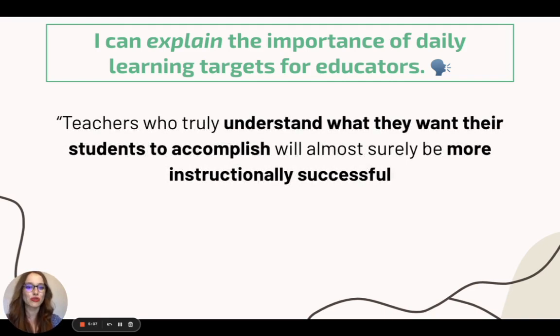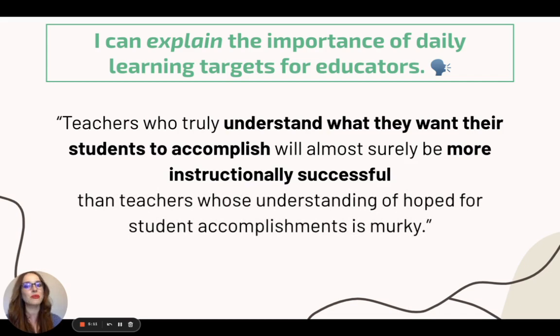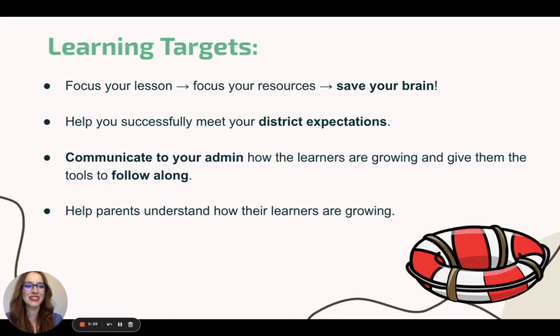So teachers who truly understand what they want their students to accomplish will almost surely be more instructionally successful than teachers whose understanding of hoped-for student accomplishments is murky. Naturally, when you know exactly where you're going, you're able to be a lot more focused with your goals and your resources and your tasks as well, because there are a lot of things fighting for our attention and our time, right, teachers?